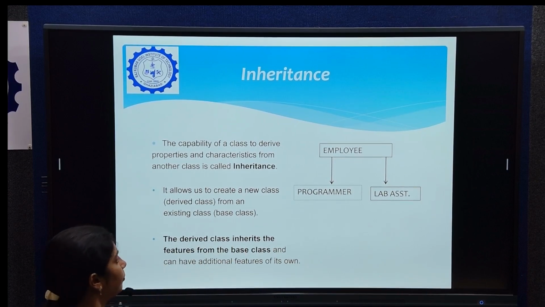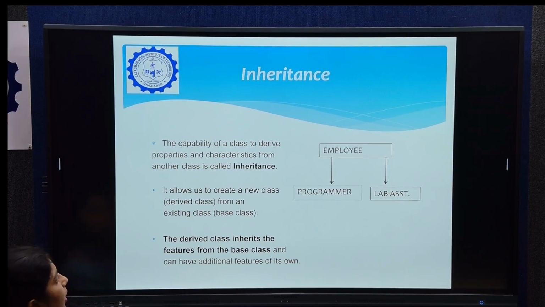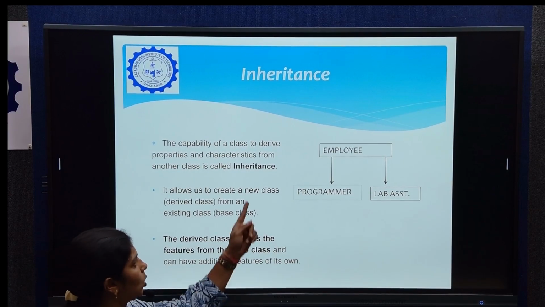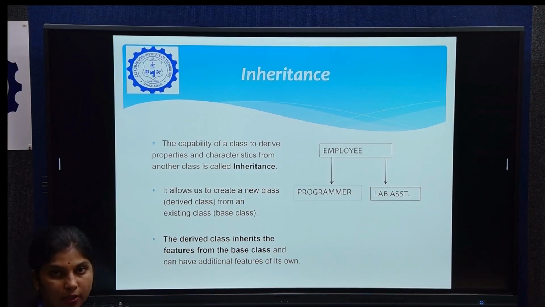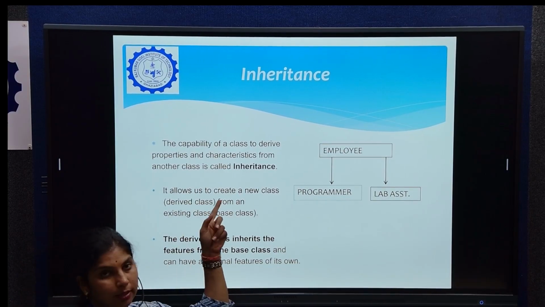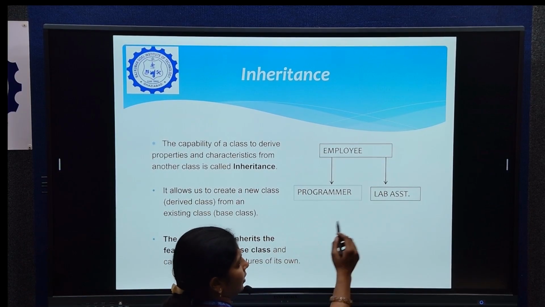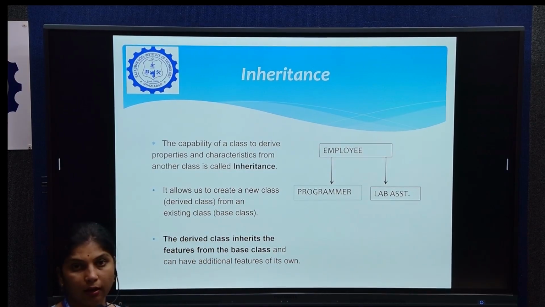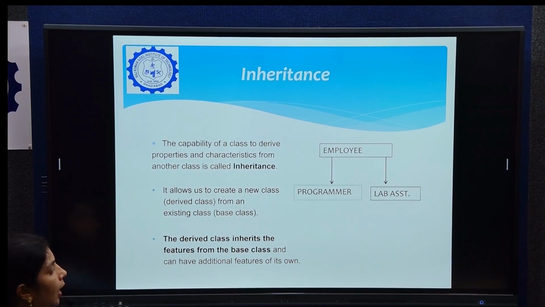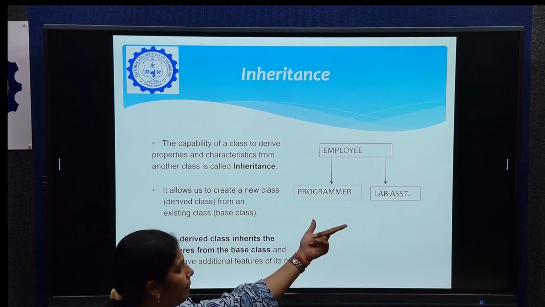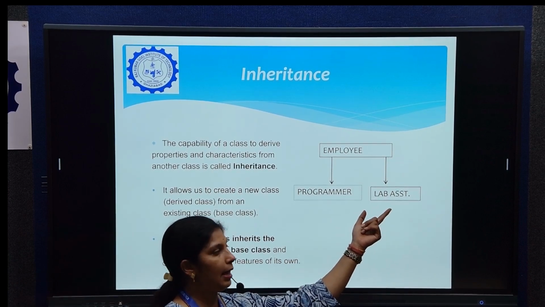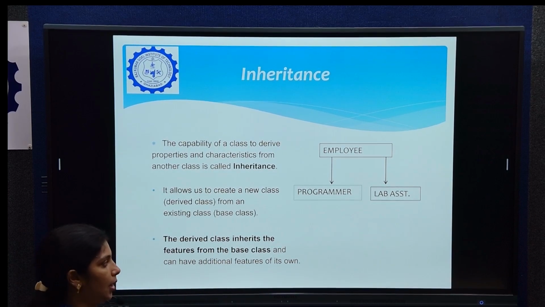So what does inheritance do? The capability of a class to derive properties and characteristics from another class is called inheritance, as we discussed earlier. It allows us to create a new class from an existing class. It allows us to create new classes from the existing employee class. In this example, the derived classes are programmer and lab assistant. These two are the derived classes.